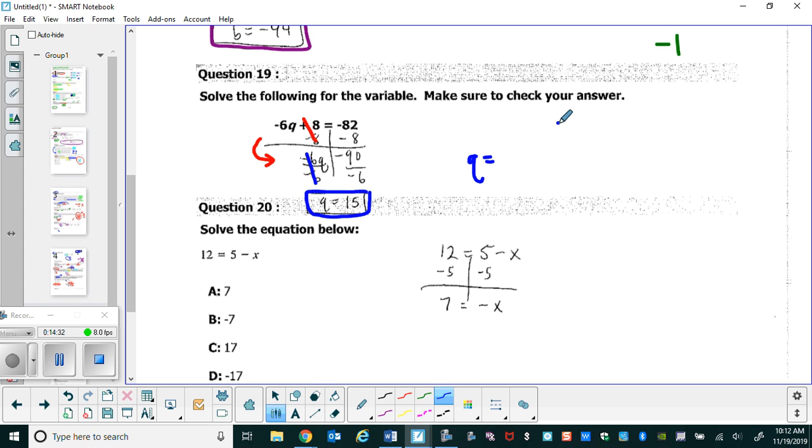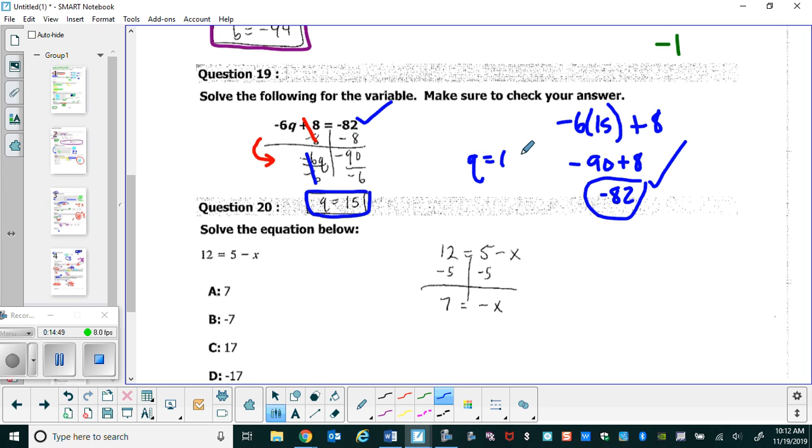When we check, we're going to get negative 6 times 15. We're going to plug it in right there and then add 8 to it. Now this is the negative 90. And when we add 8, y'all, we get closer to 0. And so that would be the negative 82. And that is exactly what we wanted. So we know that q equals 15 is the right answer.